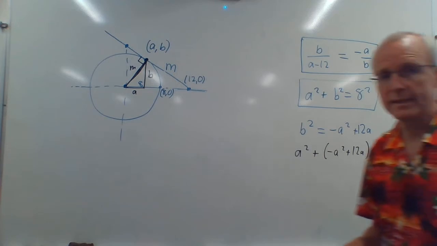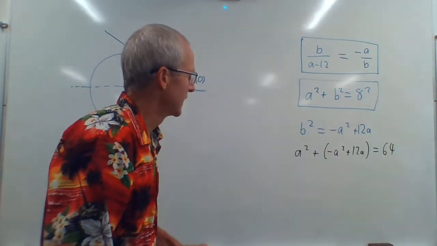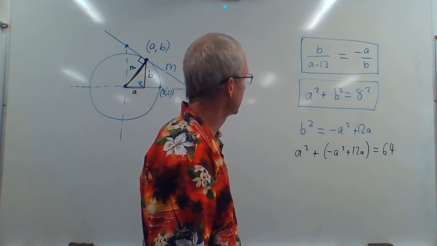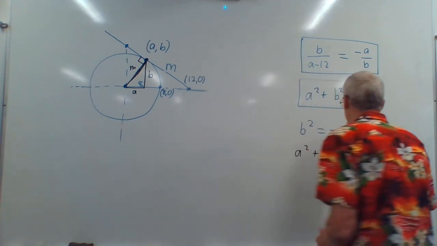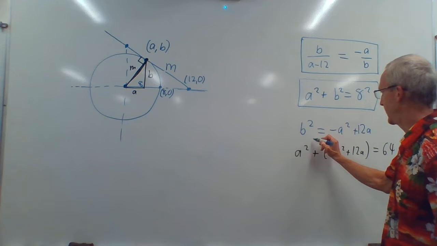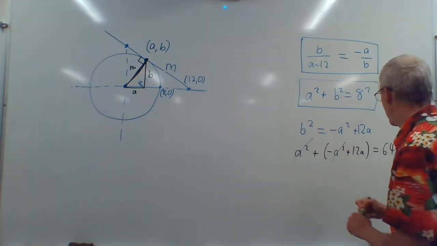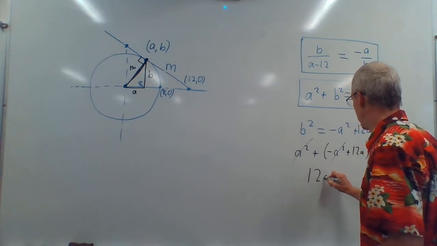Wow, this is really nice. This is actually unbelievably nice. We have an a squared and a negative a squared. They're going to cancel. Gosh, did I do this right? That's like too easy. Oh well, I'll take it. So, negative a squared minus a squared is 0. We have 12a equals 64.